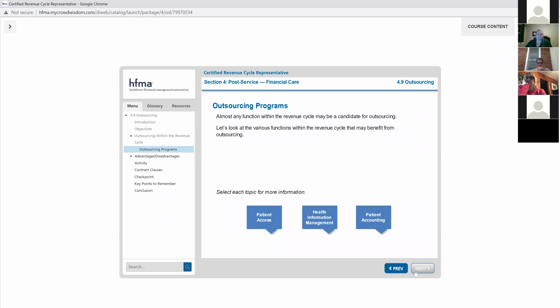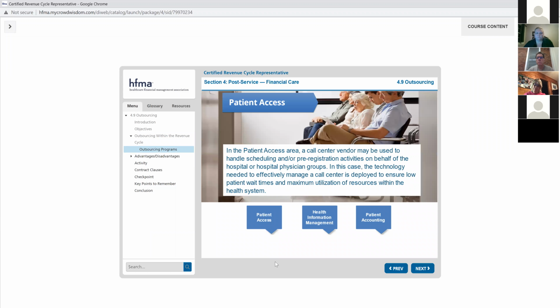Okay, so outsourcing programs. Any function within the revenue cycle may be a candidate for outsourcing. So if we could look at the different functions, the first one would be patient access. Within the patient access area, a call center vendor may be used to handle scheduling or pre-registration activities on behalf of the hospital or the physician group. In this case, the technology needed to effectively manage a call center would be deployed to ensure low patient wait times and maximize the utilization of the resources within the health system.